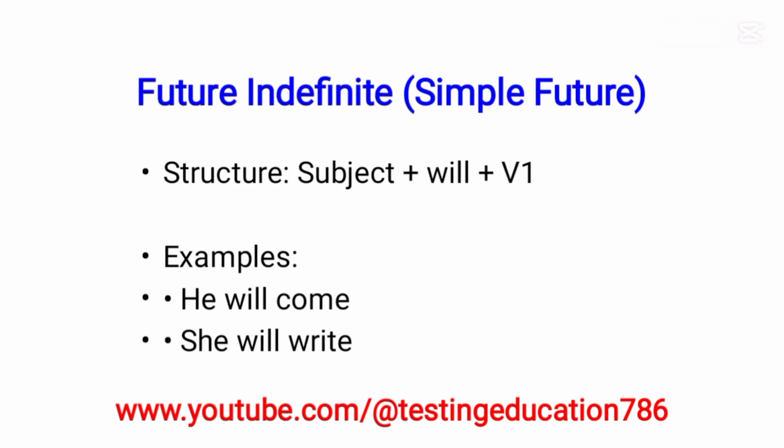There are several ways of talking about the future in English. The simple future tense, the going to form, and the simple present tense, etc. The first form of future tense is future indefinite tense, which is also known as simple future. It's used for predictions and future plans. For example, he will come, she will write.